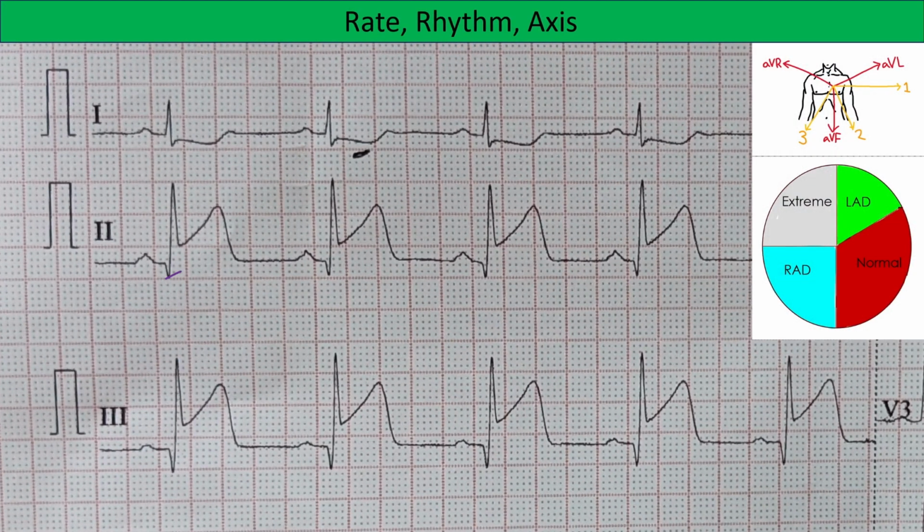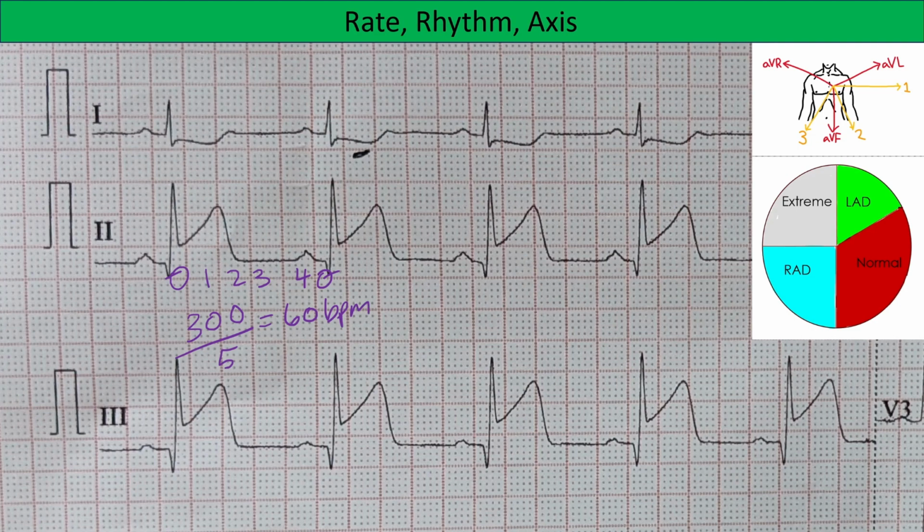So rate, you should pick the same place, so there to there, and we count the number of large boxes. So there's 4 large boxes plus a half there plus a half there, so we'll say 5. 300 over the number of large boxes is the rate. So this patient isn't bradycardic and they're not tachycardic.